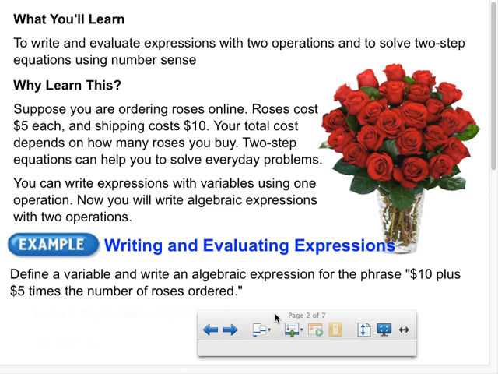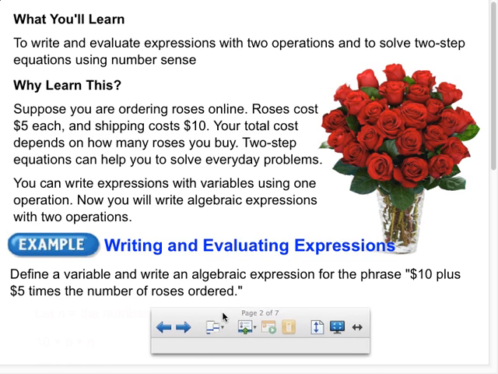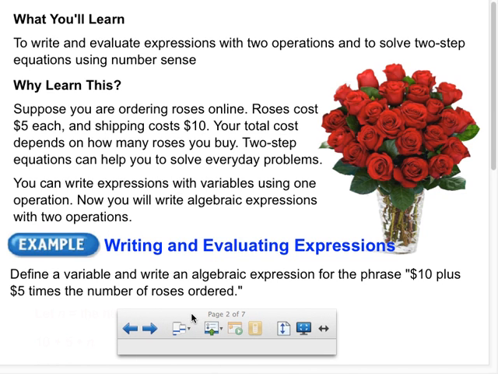Those were one-step expressions and one-step equations. Now we're going to have two operations, so we're going to be dealing with two-step equations and two-step algebraic expressions. Okay, so writing and evaluating expressions. In the warm-up, we evaluated those expressions for x equals -4, right? Anytime you evaluate an expression, they give you a number to replace your variable with. You're basically substituting and then simplifying.